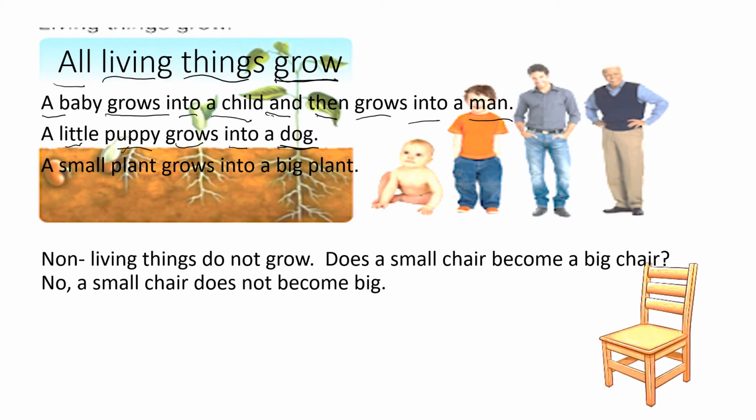Puppy is a new word here. Let's read it out. P-U-P-P-Y, puppy. A small plant grows into a big plant. Small is a new word here. Let's read it out. S-M-A-L-L, small. And the word big, B-I-G, big. Now, the next sentence about non-living things.